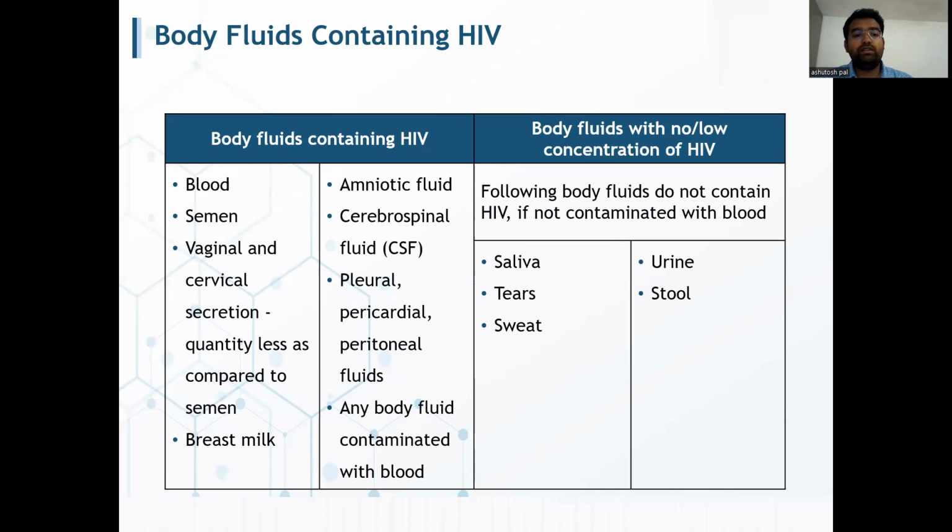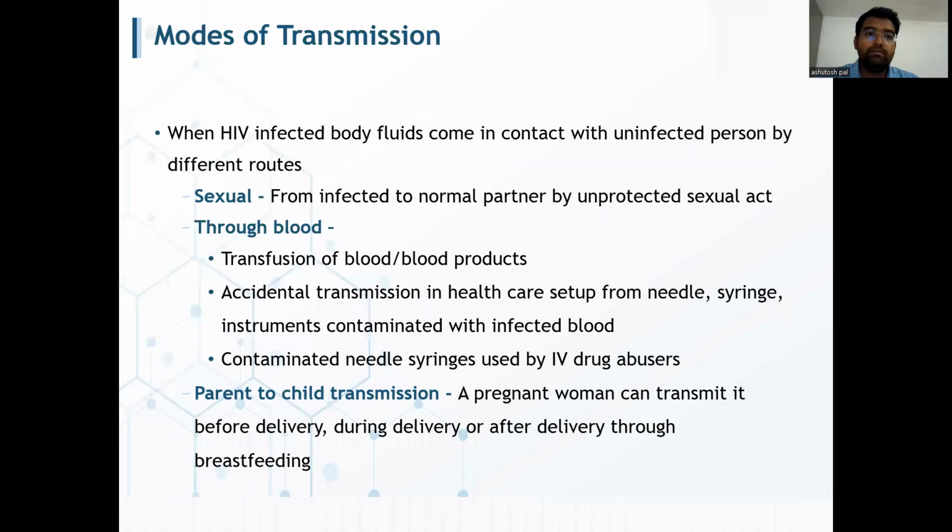Whereas blood, semen, vaginal secretions, breast milk, amniotic fluid, CSF, pleural, pericardial, any serous fluid, or any body fluid contaminated with blood contains HIV. So it is very important for us to know this. Now, the modes of transmission: HIV-infected body fluids come in contact with an uninfected person by different routes. First is sexual, and it may be through blood. It can be due to using the same needle or the same blood product. Then mother to child transmission, or vertical transmission, also takes place.